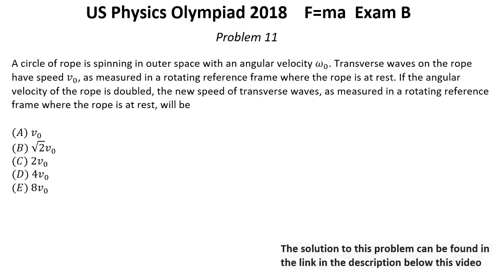Problem number 11. A circle of a rope is spinning in outer space with an angular velocity omega 0.